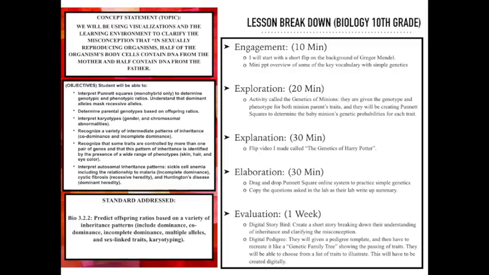After we conclude this portion of the lesson, they're going to go into an activity called the genetics of minions, where they're given the genotype and phenotype for both minion parents' traits, and then they're going to create Punnett squares to determine the baby minion's genetic probabilities for each trait. Lastly, they're then going to draw out all three minions.